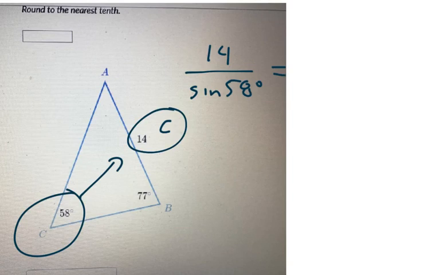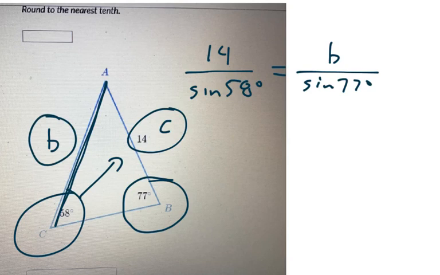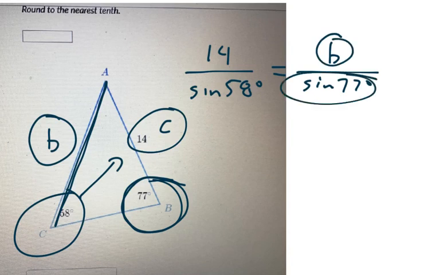Equals. And this time they gave me sine, or B. So I'm going to do the sine of 77 degrees. That goes with our missing side. And they were asking for little b, or as they call it, AC. Okay? And there's our setup. Again, do you agree? The opposite side, little b, is opposite of 77 degrees. So I'm going to say b over the sine of 77 degrees.